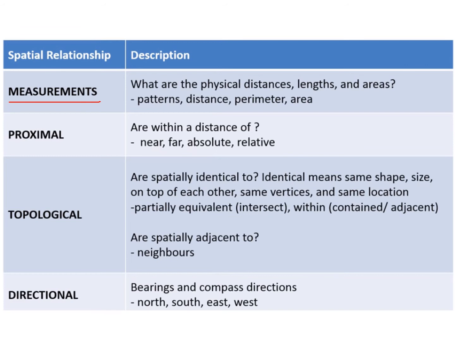Then secondly, we look at how close or far these objects are. In the analysis, this can be expressed as proximity analysis. We simply call it proximal. It means the area within a distance of, simply how near or how far any feature is, and again it can be expressed as absolute or relative.